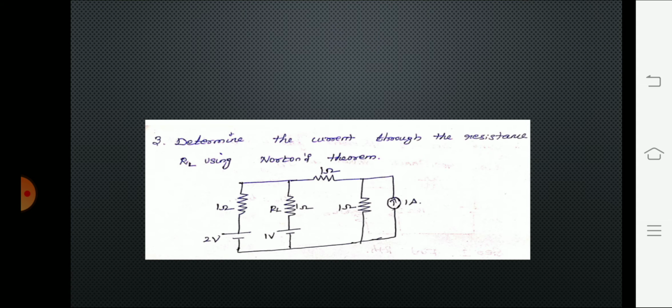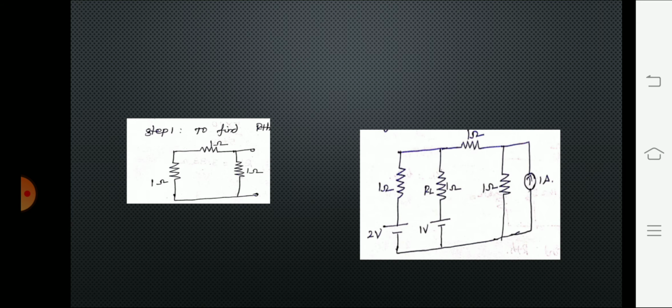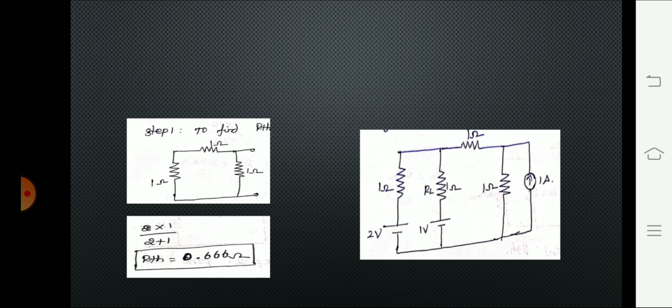The third problem: determine the current through the resistance RL using Norton's theorem. Here it consists of multiple sources, two voltage sources and one current source. This problem is somewhat different from the other problems. First we find the RTH. So we short circuit this voltage source and remove this load resistance. We rearrange the diagram like that. Here 1 ohm and 1 ohm are connected in series. Again this series combination is in parallel with the 1 ohm. So we get the answer 0.66 ohm.